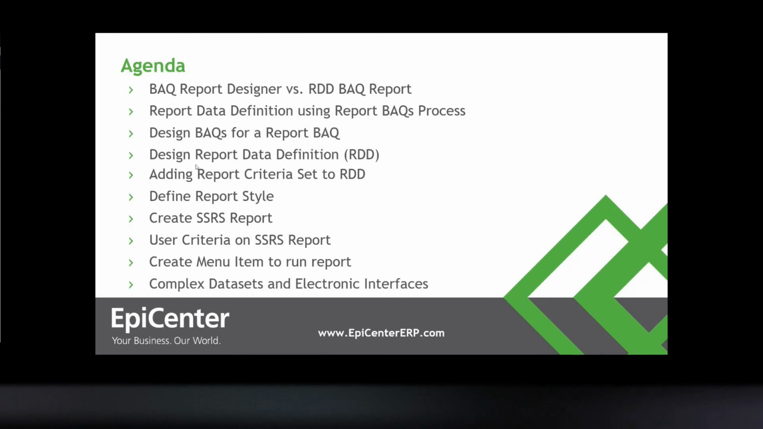So again, we'll go through the manual process of designing our report data definition, adding the criteria set to the report data definition. We have to manually create the report styles, create the SSRS report, and then I'll show you a feature that they've added for this report template to get to the criteria and add a menu item, and then I'll explain some that are available with some complex data sets.